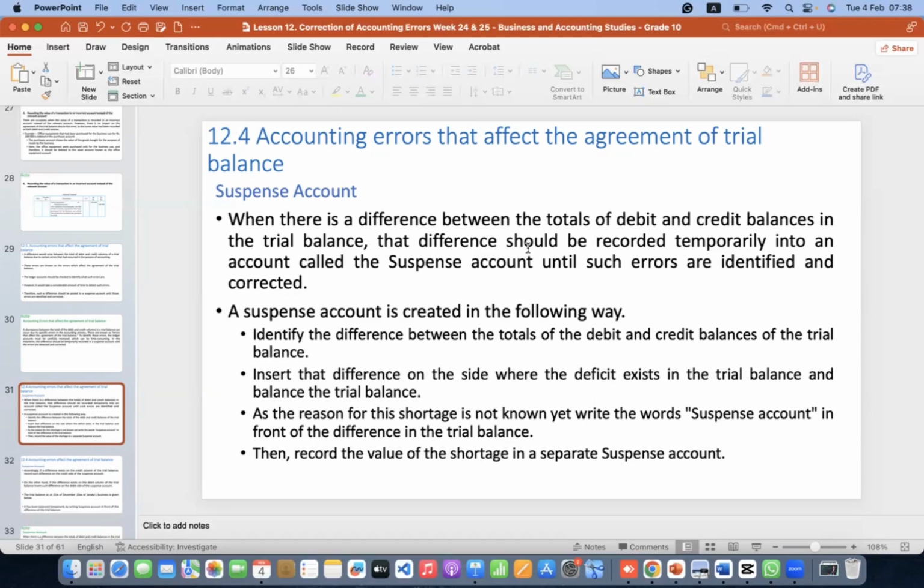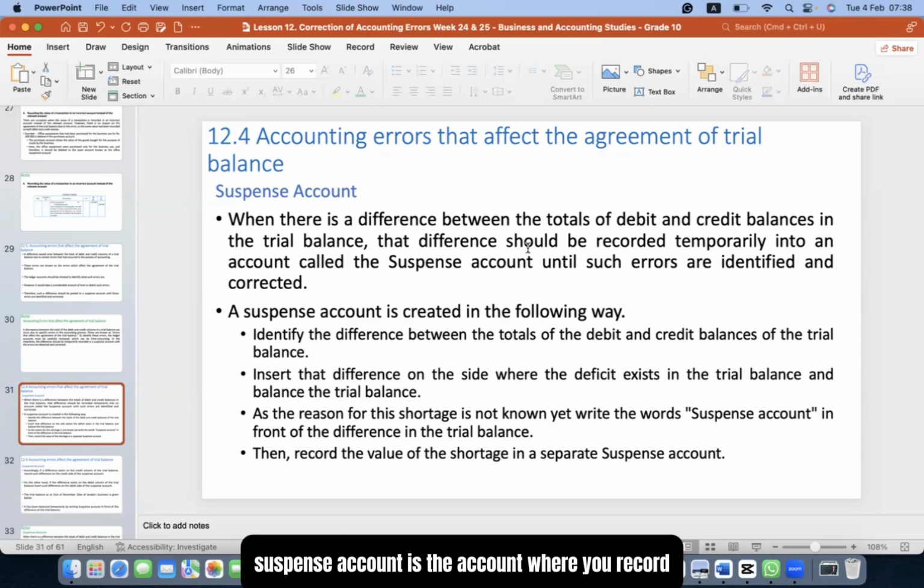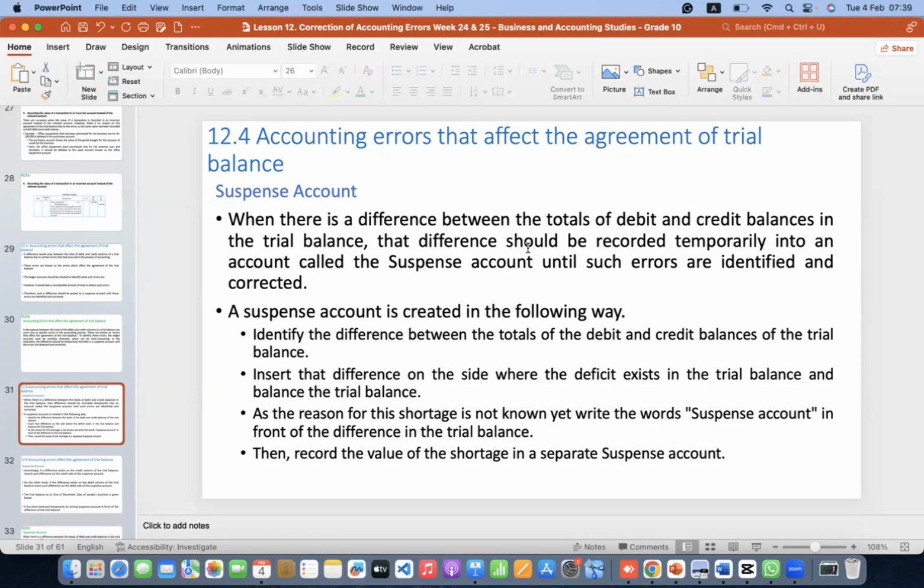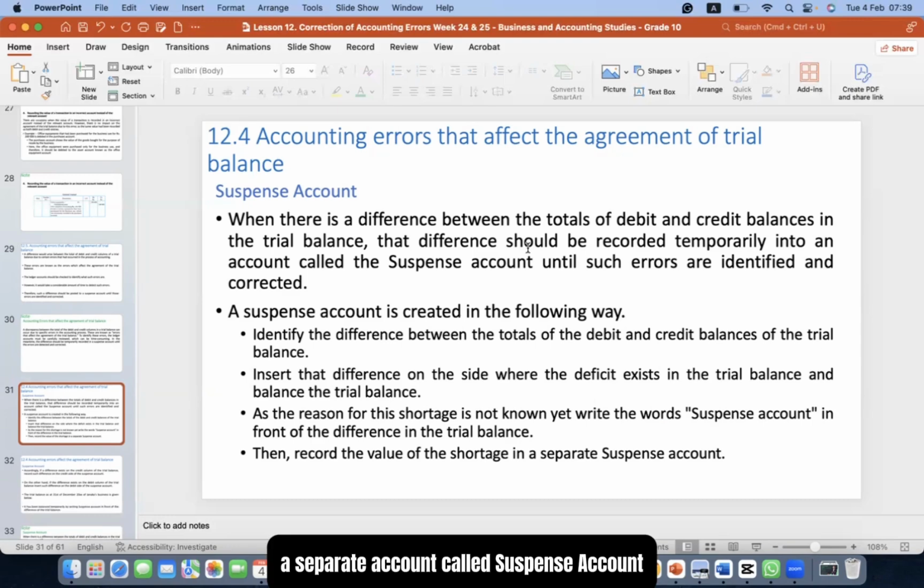Simply, suspense account is the account where you record the difference when you take the trial balance and there is a difference between the debit side and the credit side. You create a separate account called suspense account, post that difference into it, and subsequently post it to the ledger account.